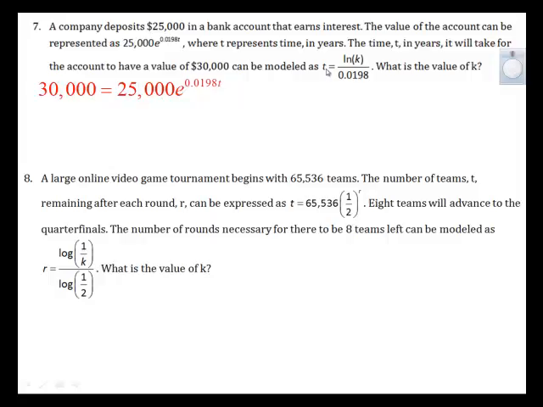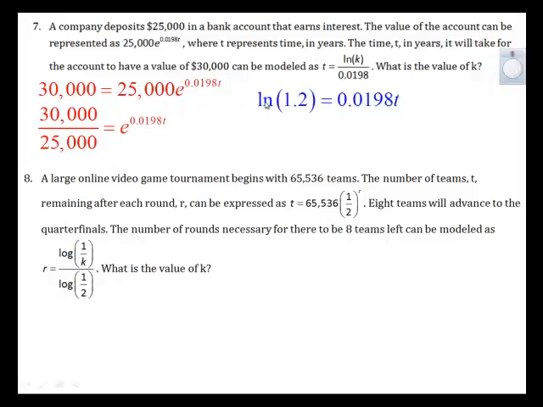Do you see T? We need to get T by itself. In order to do that, we first have to isolate the E, the base here. So we're going to divide both sides by 25,000. Then at this stage, we're going to convert this into a logarithm. Since we're dealing with E, it's going to be a natural log. I'm going to write natural log with base E, but we don't have to put it. 30,000 divided by 25,000 is 1.2, and whatever the power is, that's what goes right here.